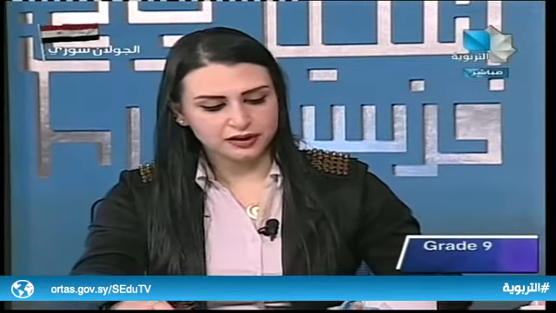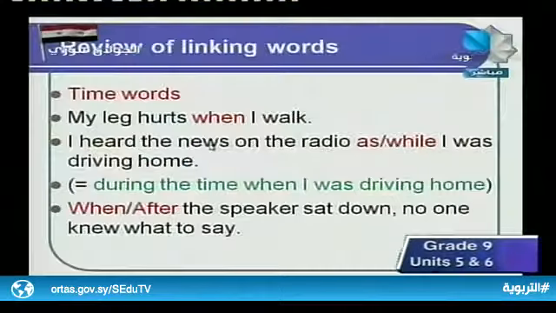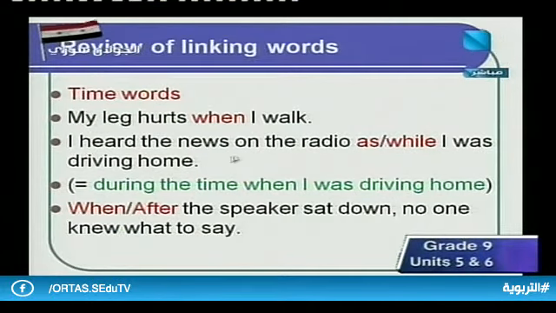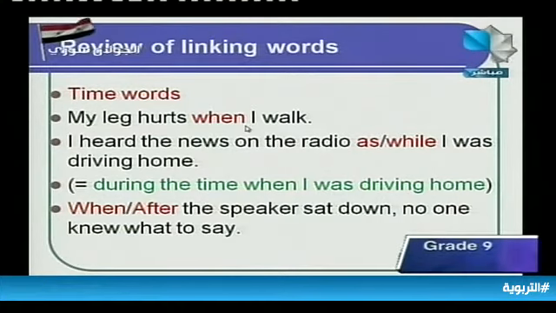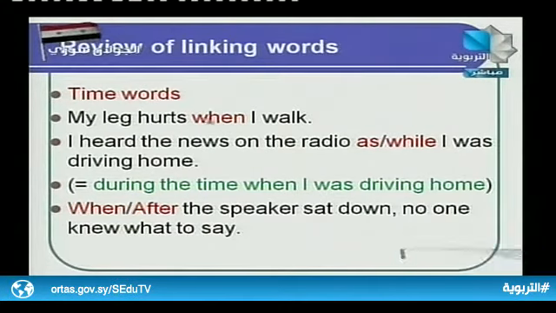These words we are talking about are called linking words. They are used to add ideas together, to contrast the meaning or show the reason for something, such as when, while, after, as soon as, before. Many types of linking words. First type is time words. We use them, they are when, while, or as. For example, my leg hurts when I walk. When does my leg hurt? When I walk. So this word is called a time word, a linking word related to time.